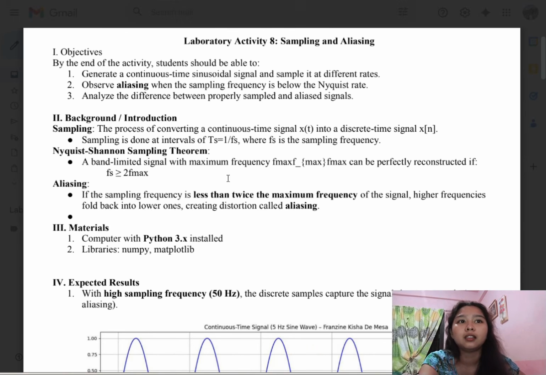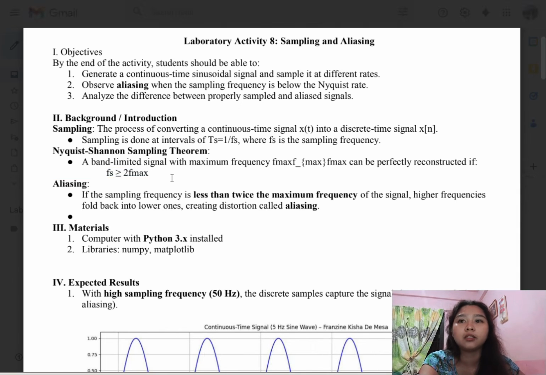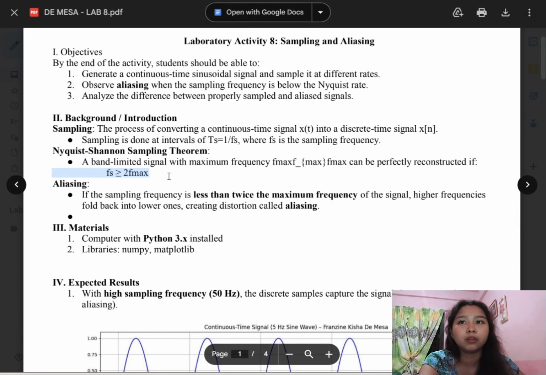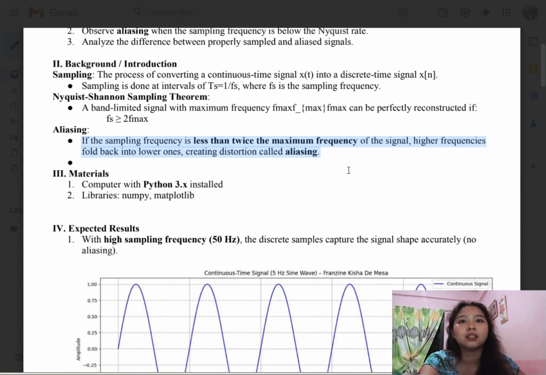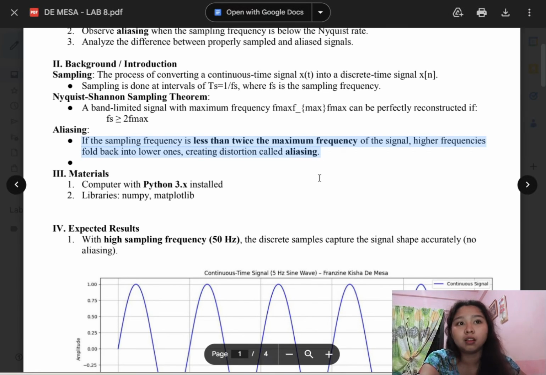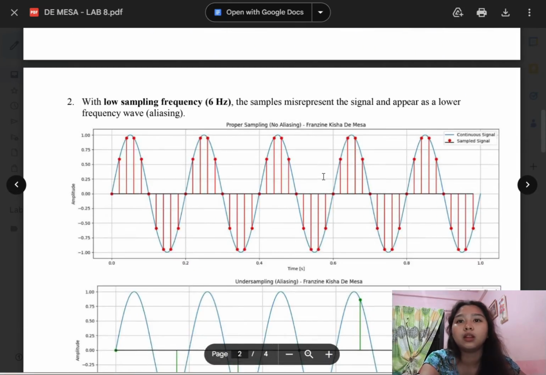f sub s is greater than or equal to 2 times f sub max, or in equation form, this one right here. If this condition is not met, aliasing occurs, which means that the high frequency components of the signal are misinterpreted as lower frequencies. As a result, the reconstructed signals will look distorted or incorrect. So let us move on to the code.